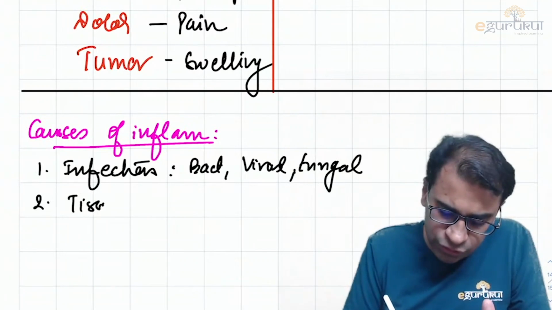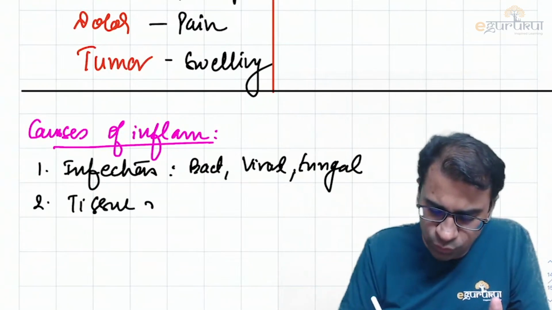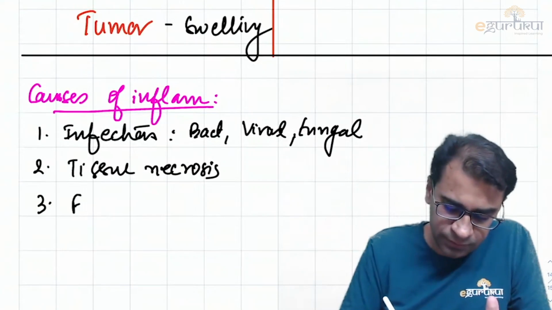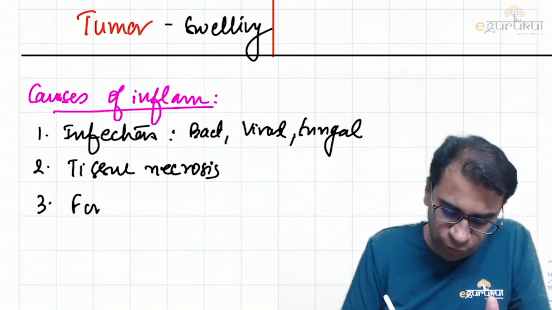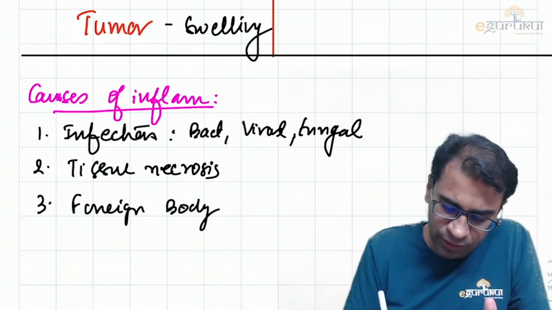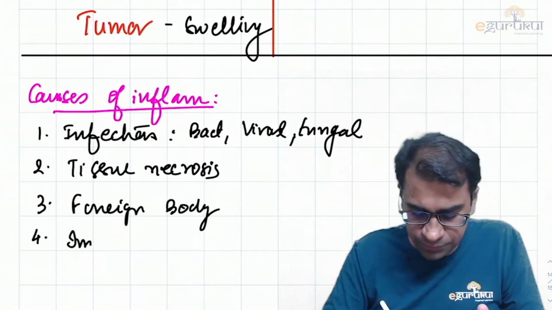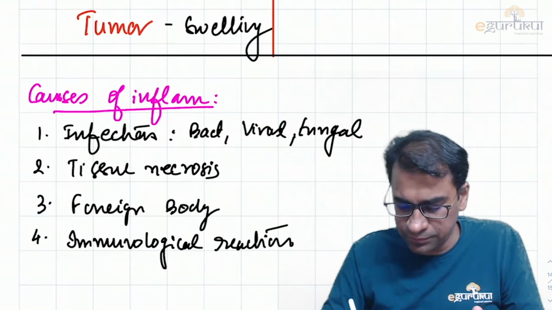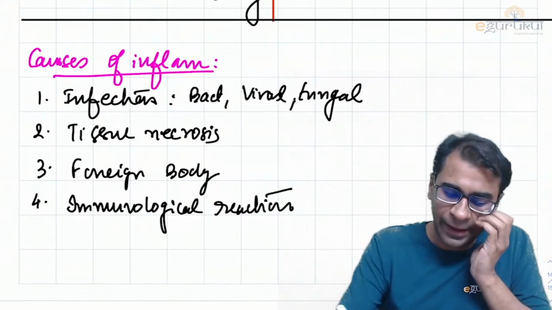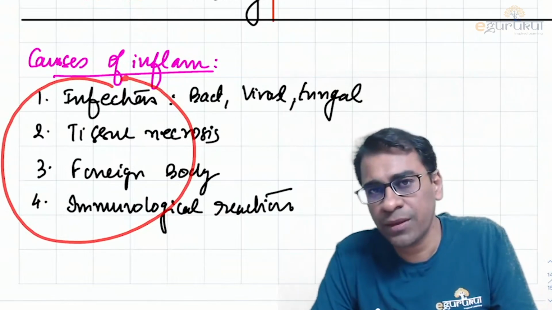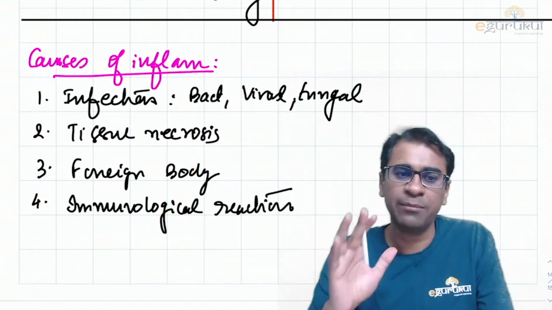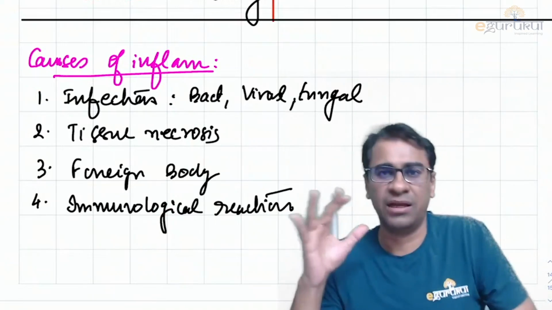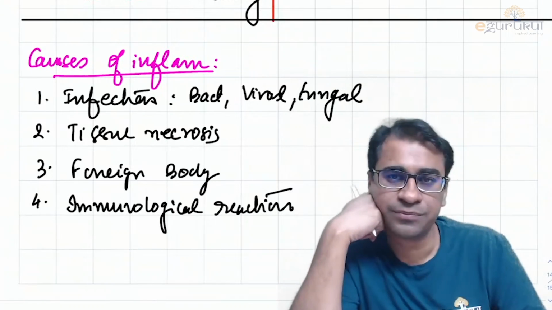Second, tissue necrosis. Third, foreign body. And fourth, immunological reactions. You need to tell me among these one, two, three, and 4, what do you think can be the cause of inflammation? It can be a single answer, it can be multiple answers. Think and tell me. I'm waiting for an answer.